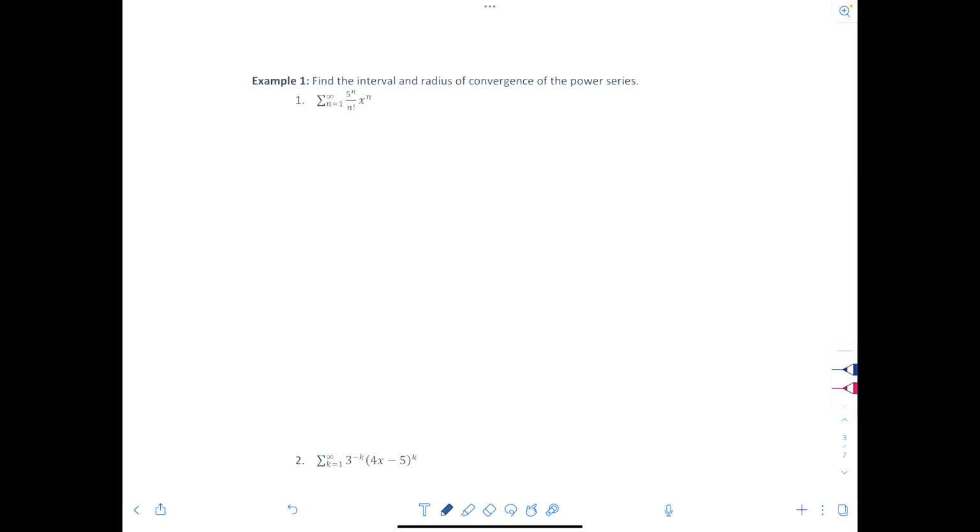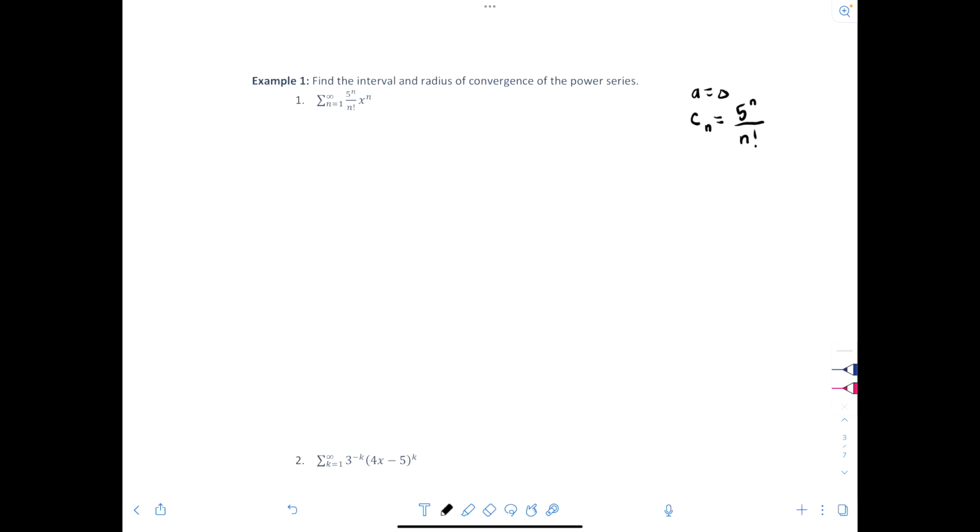Find the interval and radius of convergence of the power series. With this one, it looks like a great candidate for the ratio test. Whenever I see a factorial, something to an nth power, especially when I see a factorial, I think ratio test. So let's check it out. In this case, just to identify what's what, notice that x is just alone, x to the n. So that must mean that a is 0, so this power series is centered about 0. And c sub n is equal to 5 to the n over n factorial.